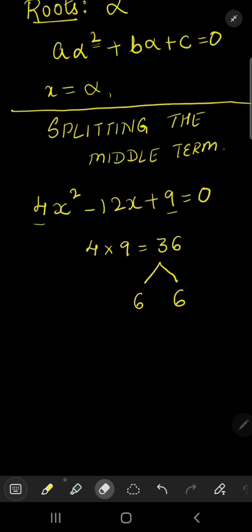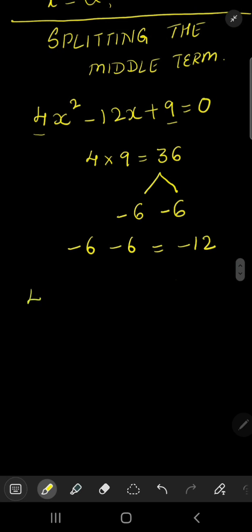And next about the sign. Here it is a minus sign. So what signs should we put for 6 and 6? We have to put minus, because minus 6 minus 6 will be equal to minus 12. So we have got our factors. Now we will write down the first term 4x square as it is. Minus 12x can be written as minus 6x minus 6x, plus the constant term is equal to 0. As you can observe, minus 12x has been split into minus 6x minus 6x.